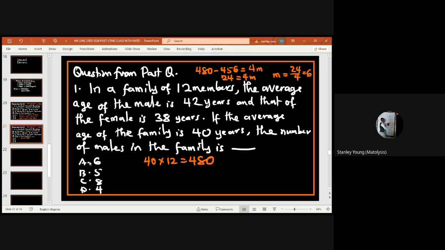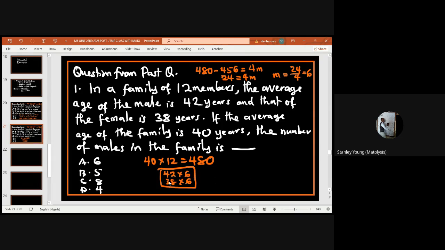I'll start with option A. If we have 6 male in the family, that automatically means we should also have 6 female in the family. So I'll just do 42 times 6 and 38 times 6. If you add this up, is it going to give me 480? If that's the answer, then if we have 480, then we have an answer.